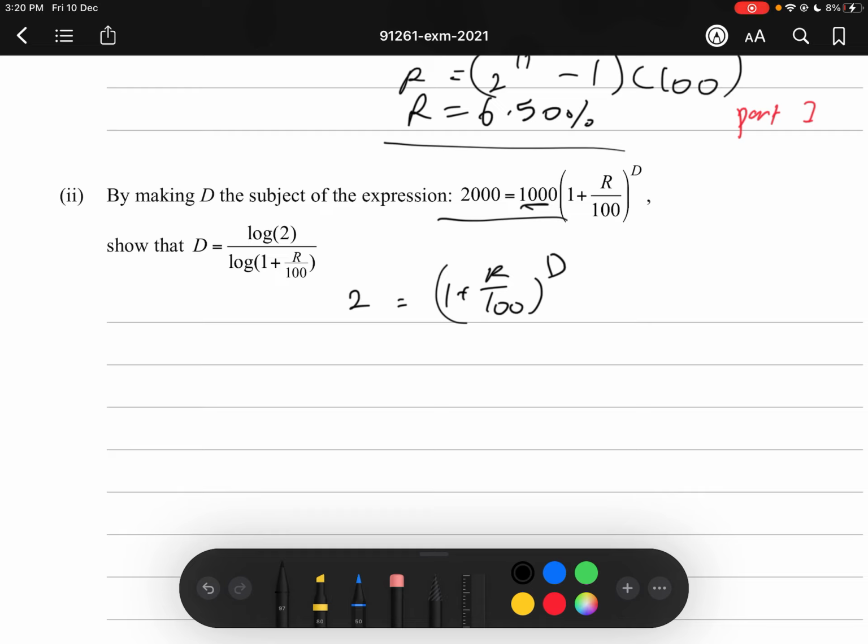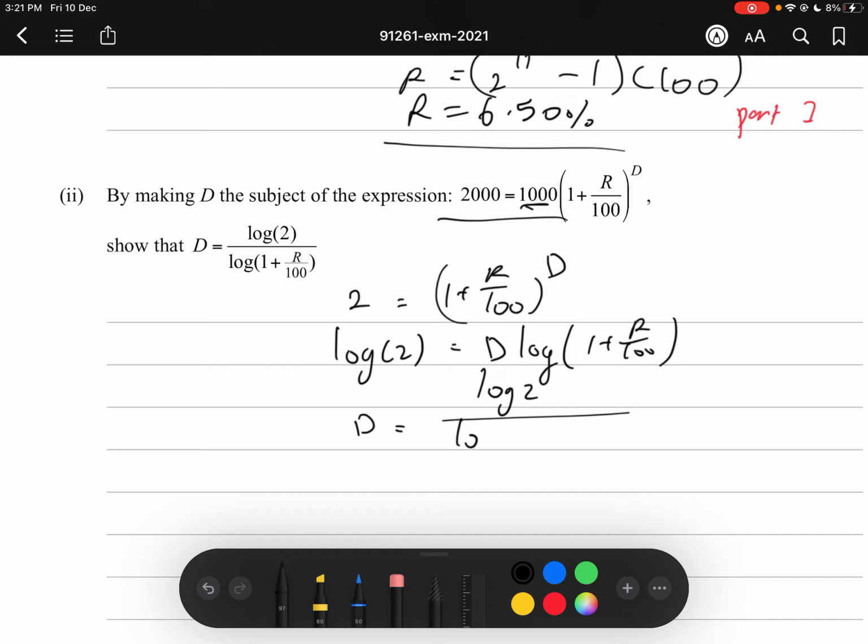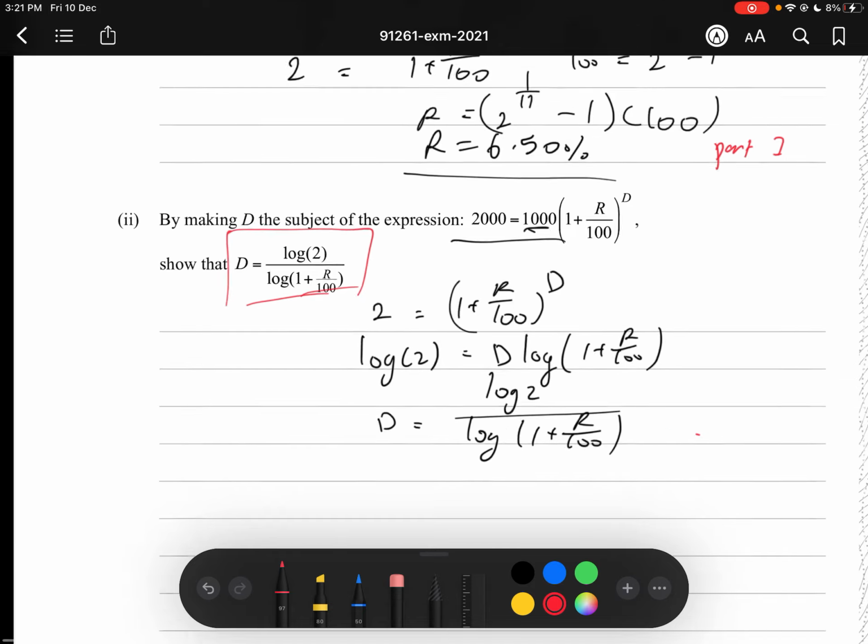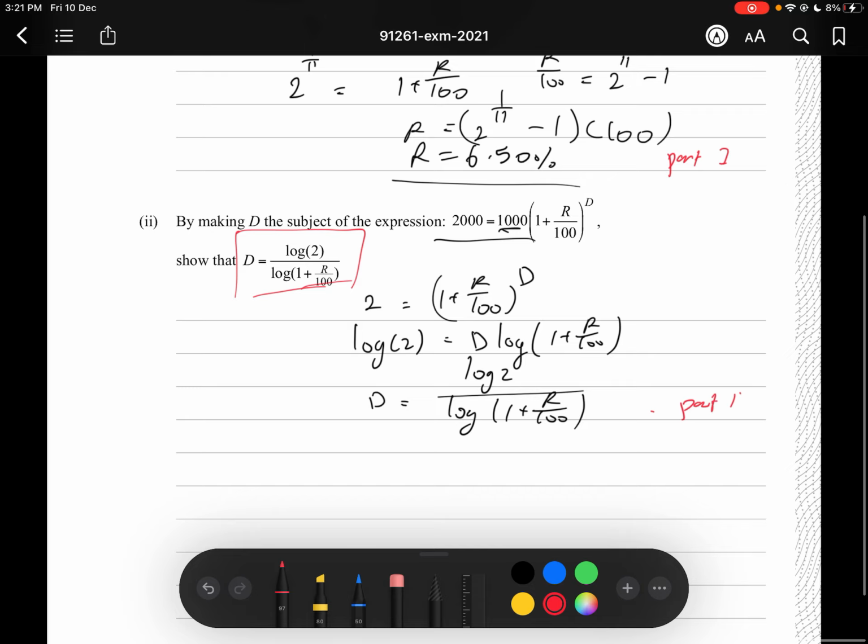to the power of D. And then we can take the log of both sides. So log 2 is equal to D, the power becomes the coefficient, times log of 1 plus R over 100. Then you can divide both sides by log of 1 plus R over 100, so D equals log 2 over log of 1 plus R over 100. And that is proved, the exact same as what they wanted us to show. That will be part number 2 for this question.